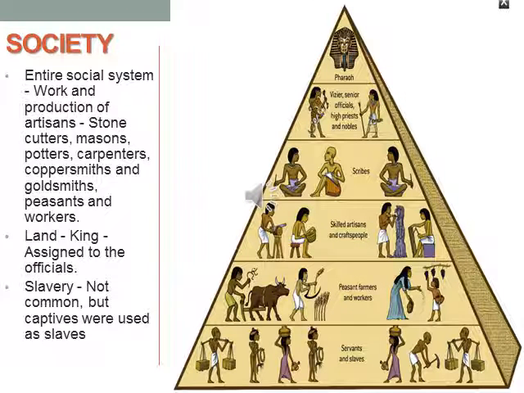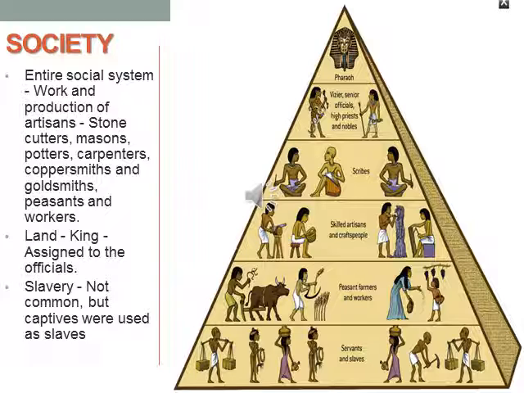The entire social system was supported by the work and production of artisans, which includes stone cutters. Stone cutters are those who cut the stones. The pyramids were built with the help of stones only, so stone cutters were needed. Then masons, those who are involved in construction work.